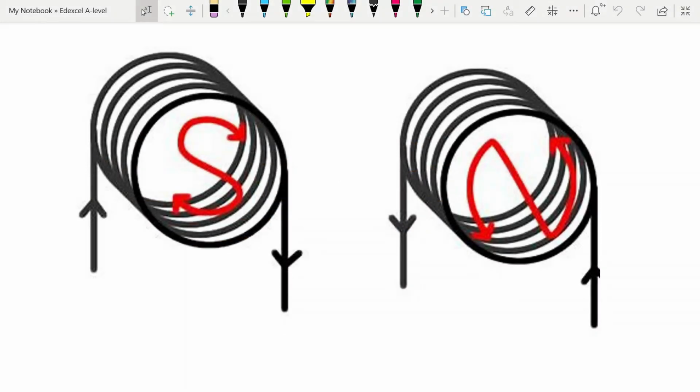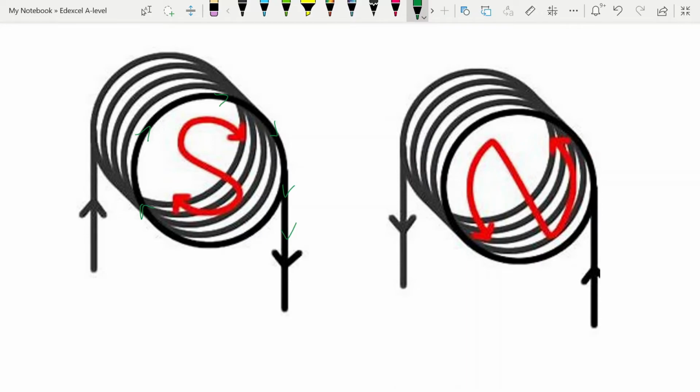You have to imagine turning the coil so that you're looking right down at the first loop. And as you look at the first loop, you see the direction that the current is going in. So here we can see that the current is going down along and out along this wire. So it's going in a clockwise direction.